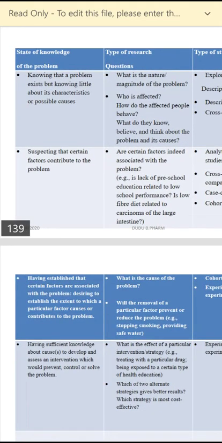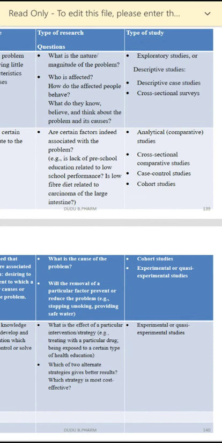Let's see the second state of knowledge of the problem. For example, suspecting that a certain factor is contributing to the problem. Some questions may also rise in your mind. Is a certain factor indeed associated with the problem? Is lack of preschool education related to low school performance? Is low fiber diet related to carcinoma of the large intestine?